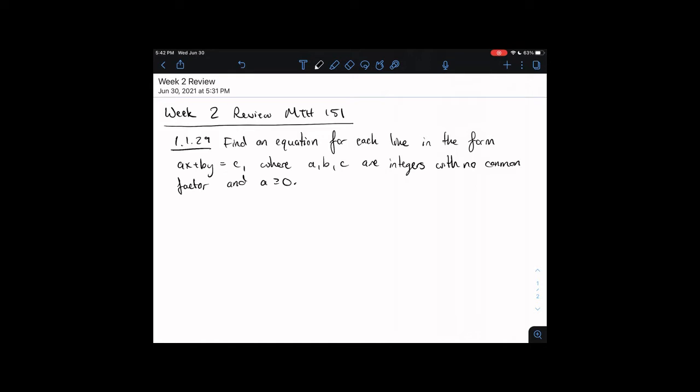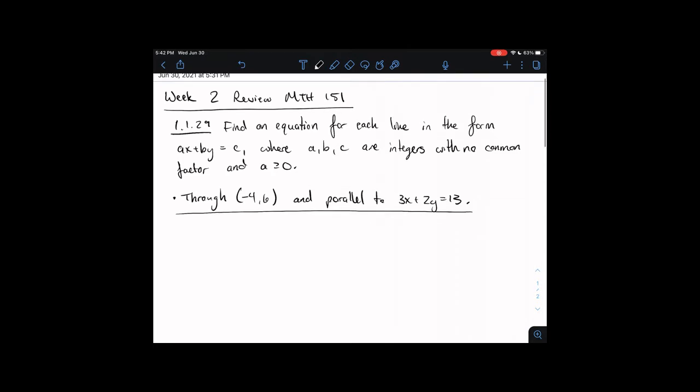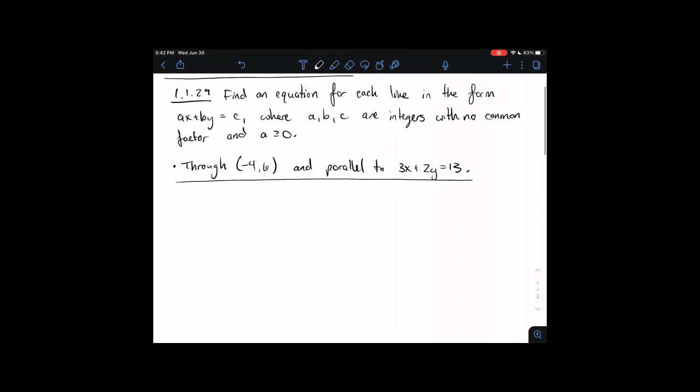Okay, and then they give us this information. They say the line is through negative 4, 6, and it's parallel to this line, which they give in the same form. Okay, so basically, we're going to find an equation for this line.